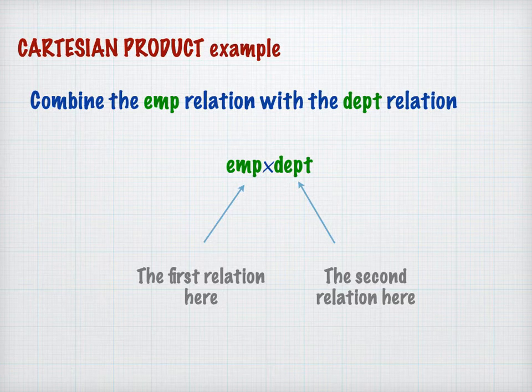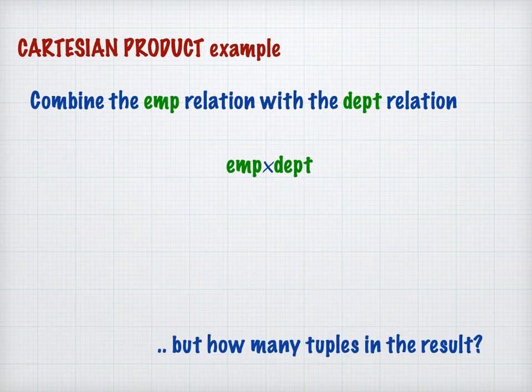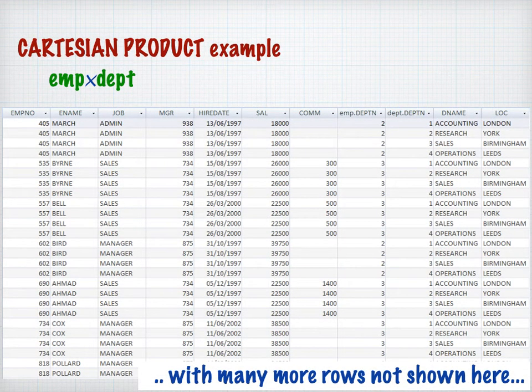Now, let's have a look at what happens if we actually try and do that. How many rows would we get in our result set? How many tuples? So let's imagine that we could actually run this against the database. This is what we would get back. Now, there's lots and lots of data here, so let's look at this quite closely. As you can see, it's not quite what we were expecting. We're trying to combine the emp relation with the department relation.